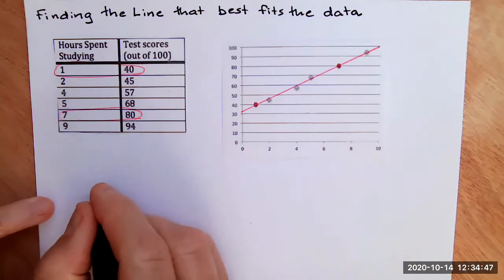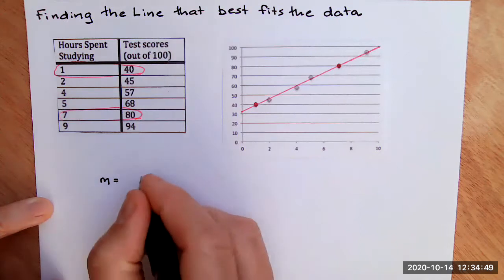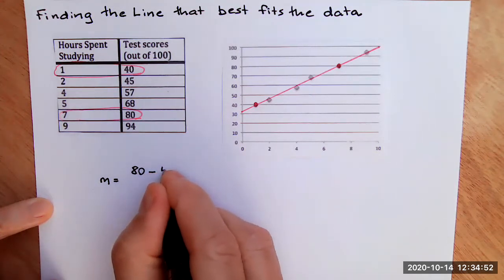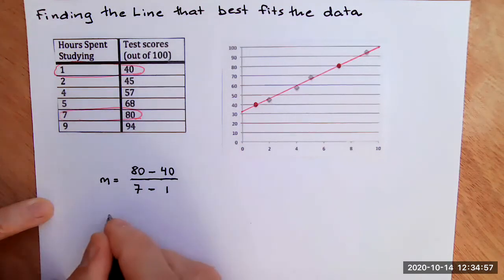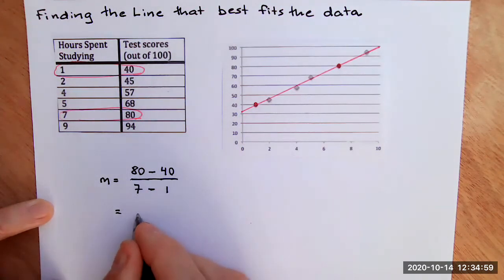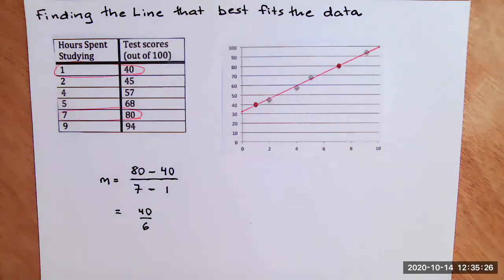All right, so you find the slope of the line. 80 minus 40 is 40, divided by 9 minus 1, which is 6... So 40 divided by 6 is 6.6 repeating. Or we could round it off to, let's say, the 10th place, and we'll call that 6.7.